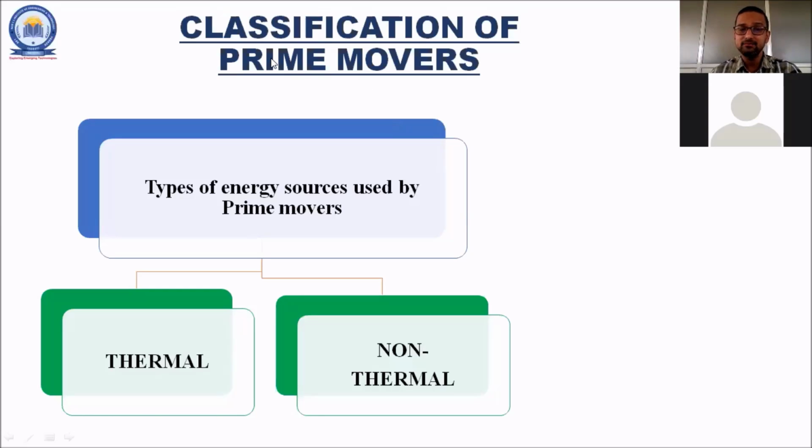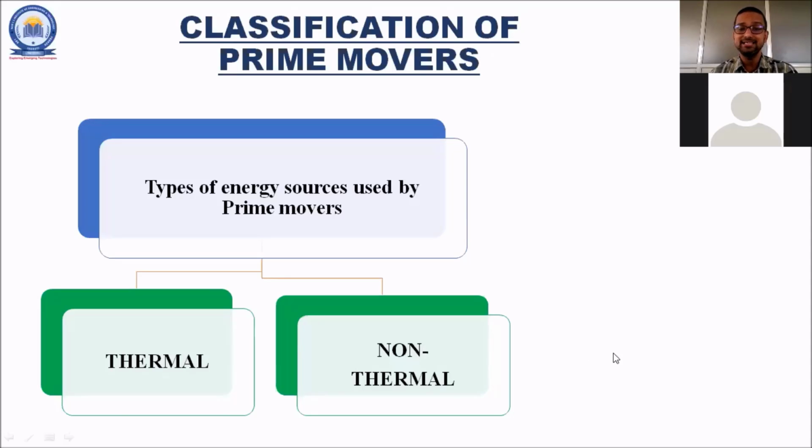Proceeding further, another important topic is the classification of the prime movers. I had already told you that the output of the prime mover is fixed. That can be either the mechanical energy, or the useful work, or the shaft power. But we can change the input parameter. So the classification is done on the basis of the types of the energy sources used by the prime movers. Basically, on the basis of this parameter, the prime movers are classified into two types: the thermal prime movers and the non-thermal prime movers. The thermal prime movers are related to heat energy, whereas the non-thermal prime movers are not related to heat energy.